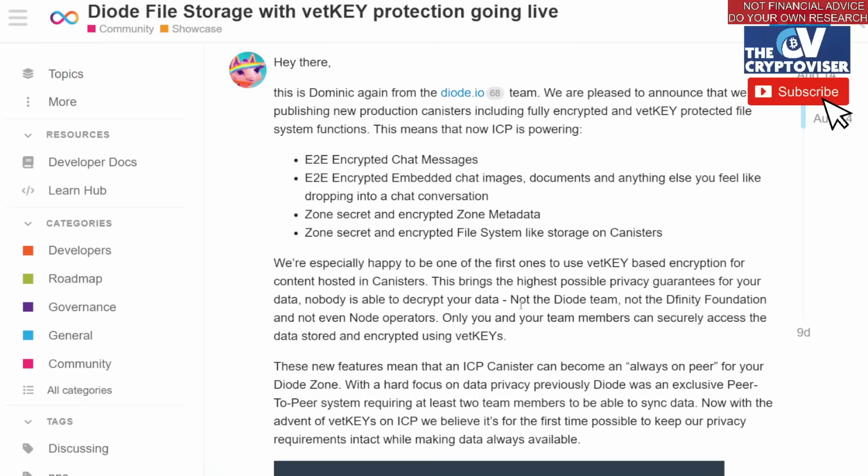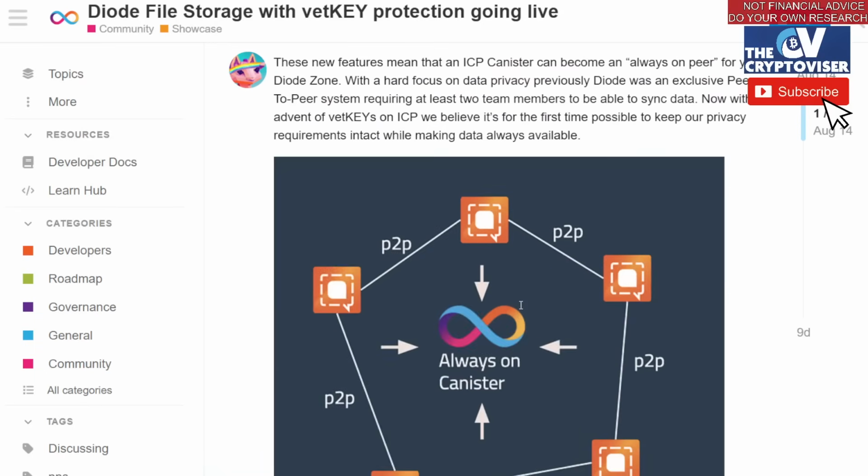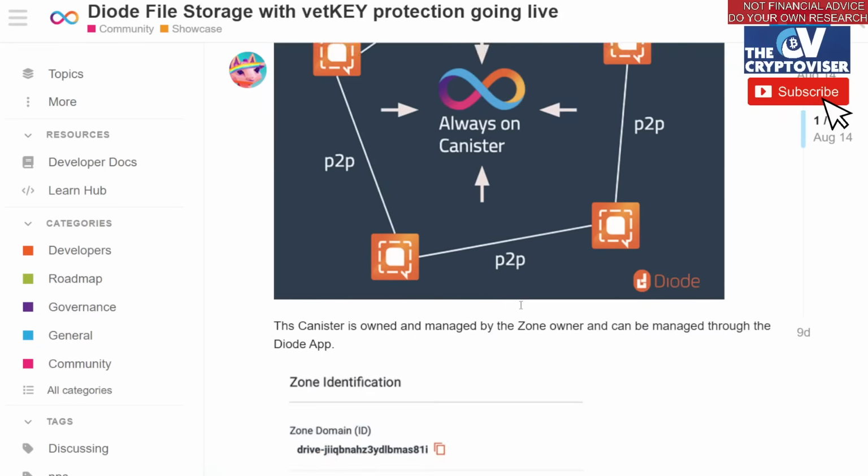They said only you and your team members can securely access the data stored and encrypted using VetKeys, and so this is effectively how it works. These new features mean that Internet Computer smart contract canisters can become always on peer for your Diode zone. With a hard focus on data privacy, previously Diode was an exclusive peer-to-peer system requiring at least 2 team members to be able to sync the data. Now, with the advent of VetKeys on Internet Computer, we believe it's the first time possible to keep the privacy requirements intact while making data always available.